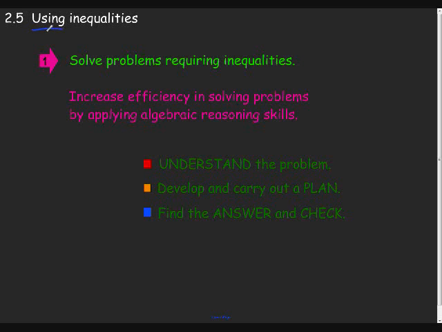Using, remember, every time we see using, it's going to talk about a word problem, and we're going to use this 3-step process. Understand what's being asked of us, figure out what you're going to do, then do it, and finally, does it make sense?